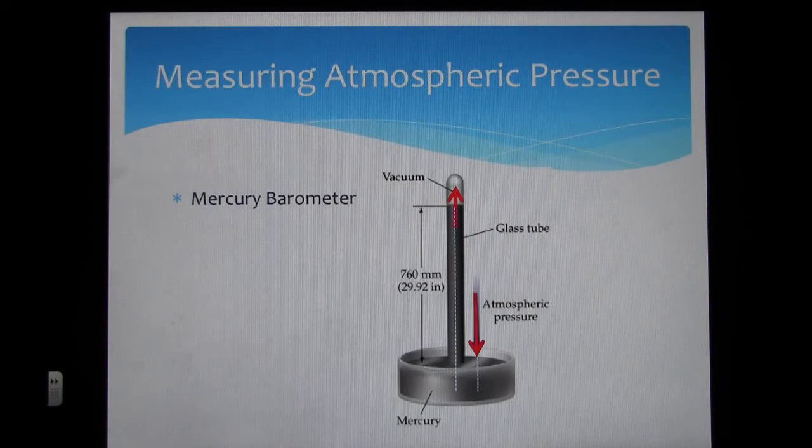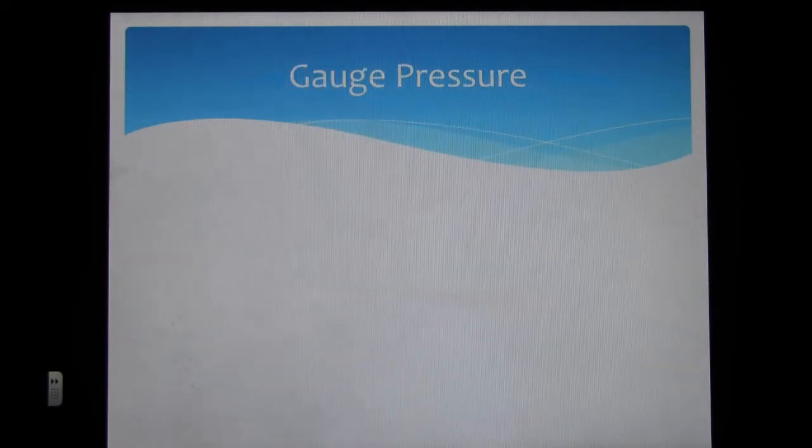Barometric pressure is measured in millimeters of mercury, which is the height of the column of mercury in the tube. Atmospheric pressure, or 1 atmosphere, results in a height of mercury in the tube of 760 millimeters. So another unit used sometimes for pressure is millimeters of mercury. 1 atmosphere can also be considered a pressure of 760 millimeters of mercury.